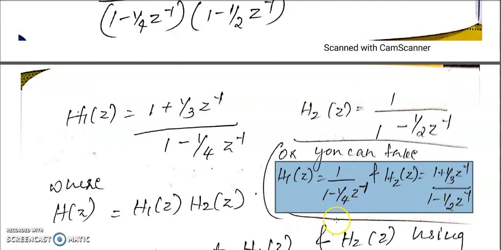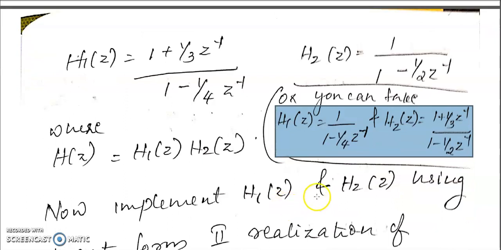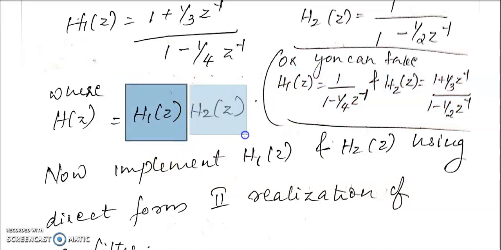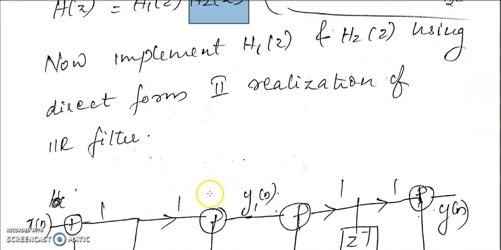So what is the next step? We find the two transfer functions H1 of z and H2 of z. When we multiply these transfer functions, you will get H of z. Then the next step is we move on to the realization of each system. Each system can be realized using the direct form 2 method that we already discussed in the previous videos. We realize H1 of z and H2 of z using the direct form 2 method.